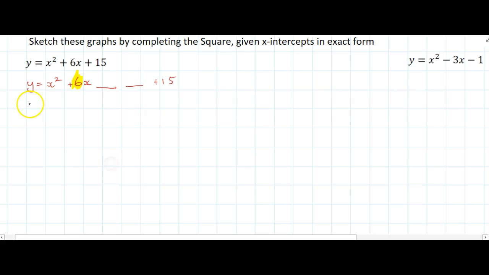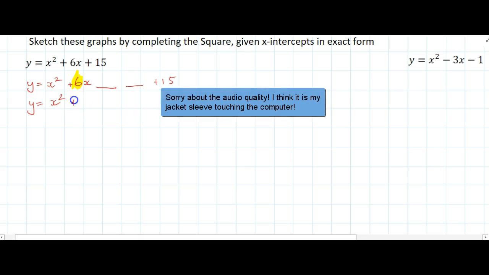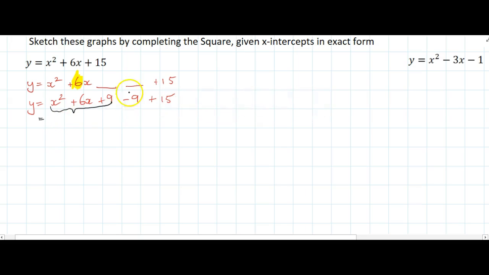Alright, so what we do in the next step is x squared plus 6x, plus 9, then we have to take away 9 and add 15. Actually, this bit here is now a perfect square, and if you remember correctly, that will be x plus 3 all squared. Negative 9 plus 15 is going to be, what's that going to be? Positive 6. Is that right? Positive 6.